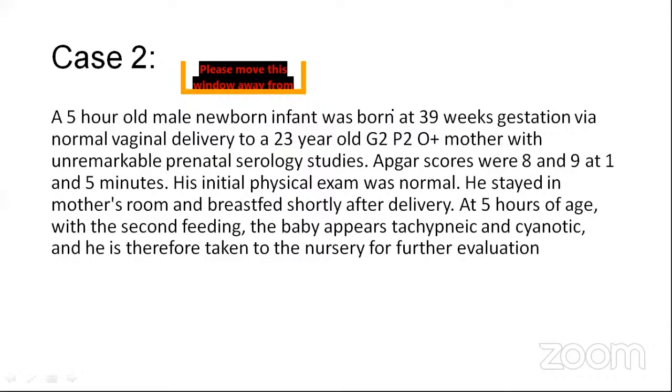So we have a newborn male infant who was born at 39 weeks of gestation. The important history was it was a full-term normal vaginal delivery, 23-year-old mother, G2 P2, with no bad obstetric history. The baby cried immediately after birth. The prenatal serologies were non-reactive. The Apgar score was very good, 8 and 9 at 1 and 5 minutes of birth.